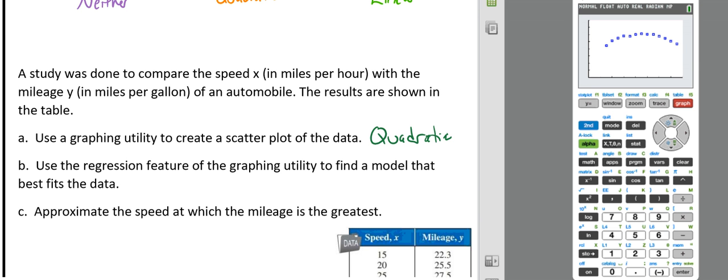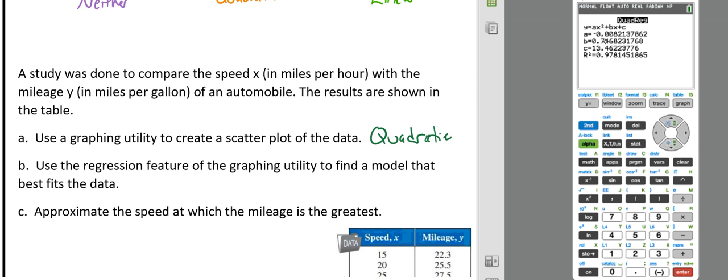So now it's asking us to use the regression feature on the graphing utility to find a model that fits the data the best. So to do that, we're going to click on Stat. Then we're going to arrow over to Calculate. And we're going to do the quadratic regression model, which is option number 5. So we'll hit Enter. And we'll use the list that we entered in, and we'll calculate it. And here it's going to give us our A, our B, and our C that we will put into our quadratic model. So when we write it, it will come out as follows. F of x equals negative 0.0082x squared plus 0.75x plus 13.5.